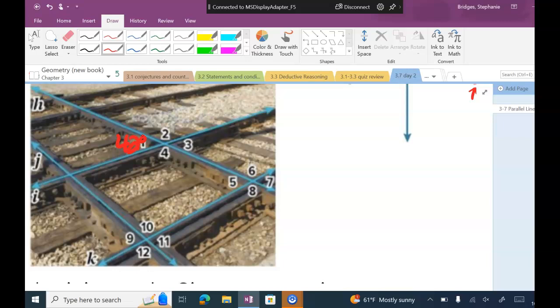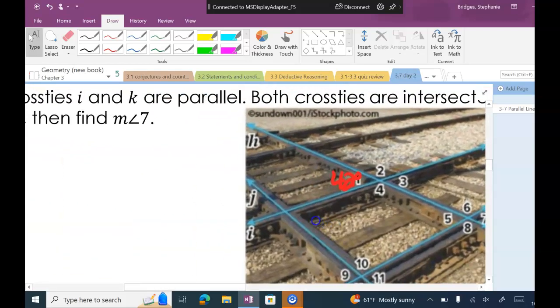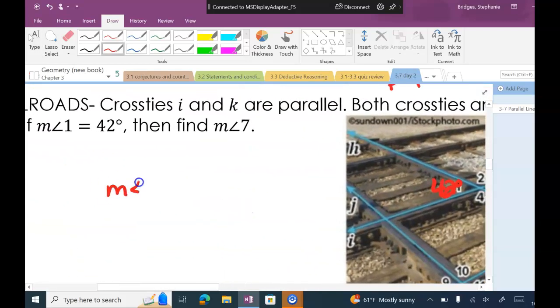What kind of angles are they? Are they alternate interior, alternate exterior, corresponding, same side interior, same side exterior? Alternate exterior. So if angle 1 is 42 degrees, what would angle 7 be? 42 degrees. Okay, I didn't really have to do any work. I just have to be able to identify what type of angles they are and then remember these two things: which ones are congruent, which ones are supplementary.